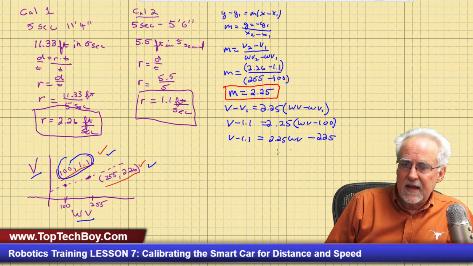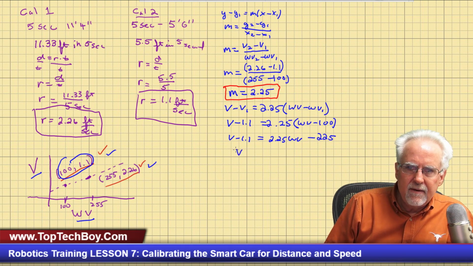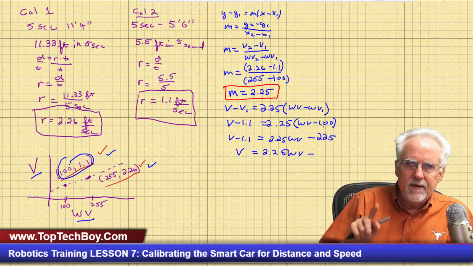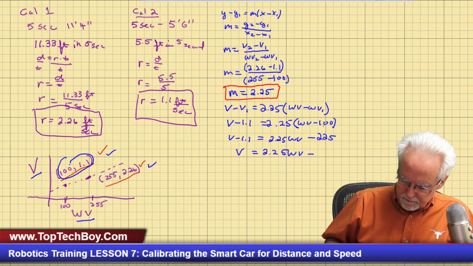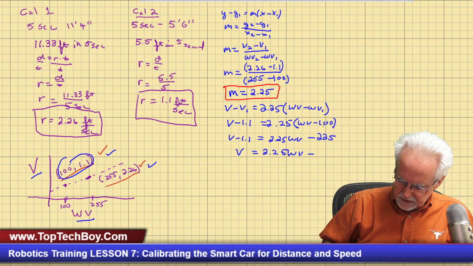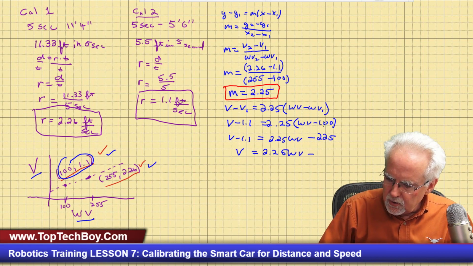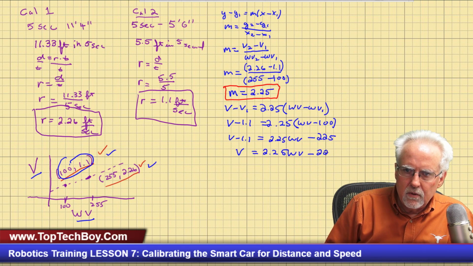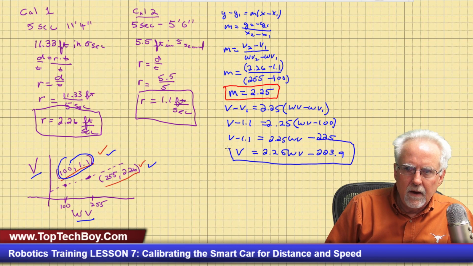All right. Now I need to add 1.1 to both sides, so I have V is going to be equal to 2.25 times the right value minus, okay, and I would take 225 and I'm adding 1.1 to it, so I have a minus 225, and then I'm going to add 1.1, because to get it off the other side of the equation you add 1.1 to both sides, and I end up with minus 223.9. So this is my equation of my line.